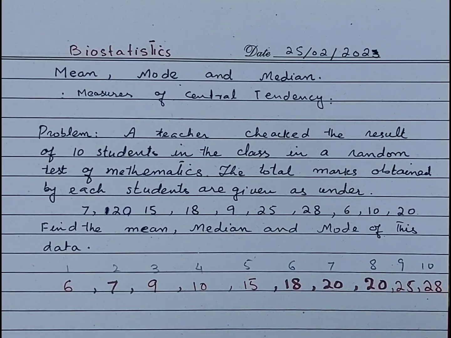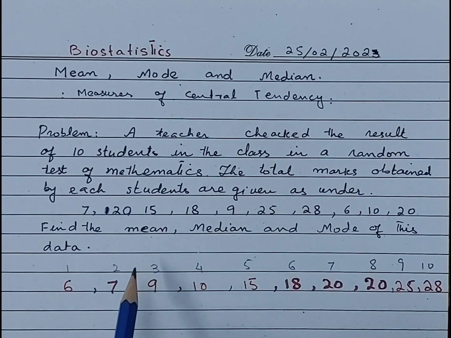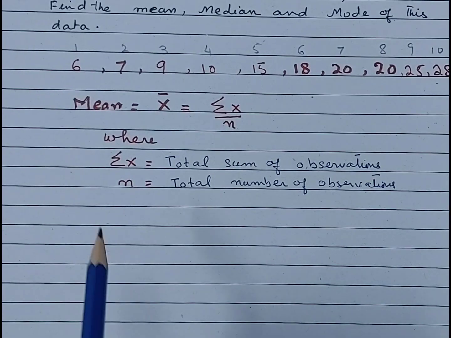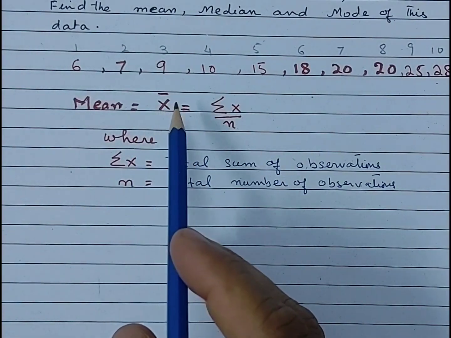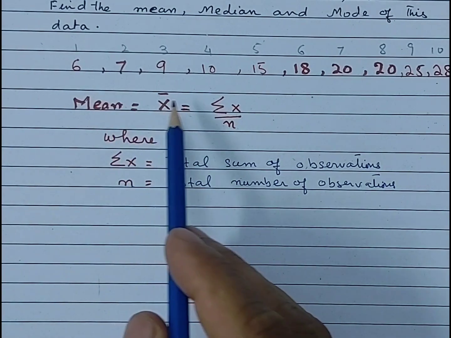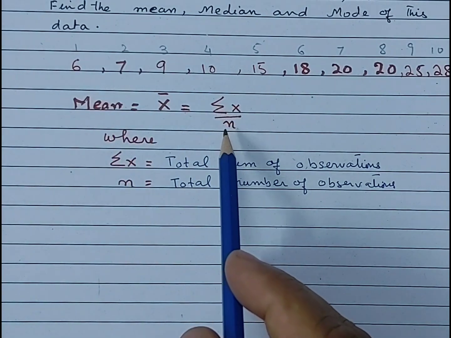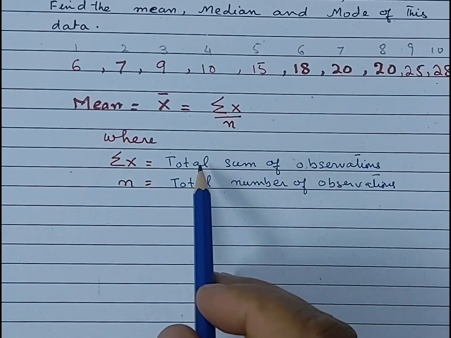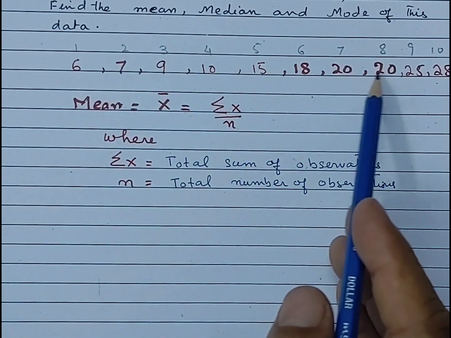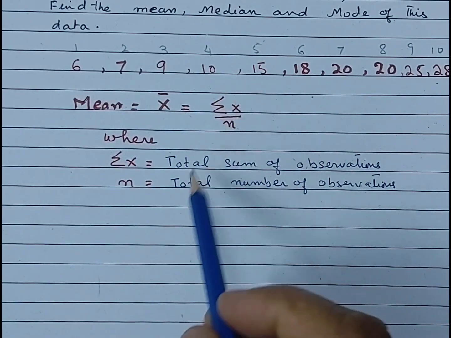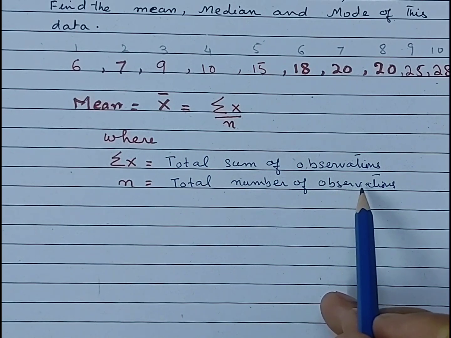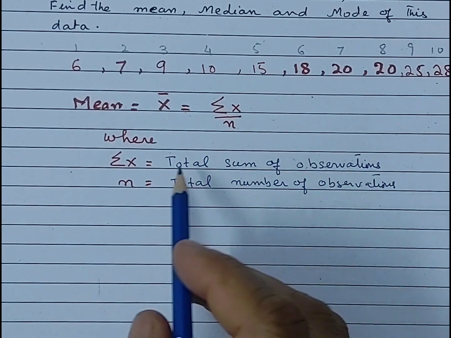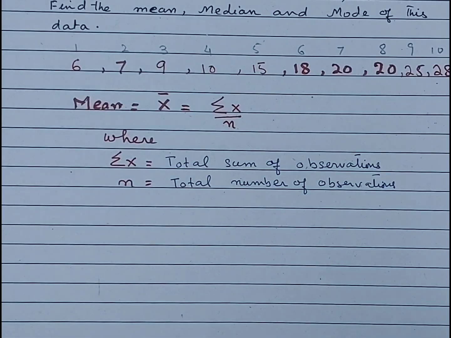Now I have to first of all find the mean for this data. I am going to write the mean and its formula. The formula for finding the mean is x bar is equal to summation x divided by n, where summation x is the total sum of all the observations, and n is the total number of observations. So I am going to find the summation x and write the n for this data.